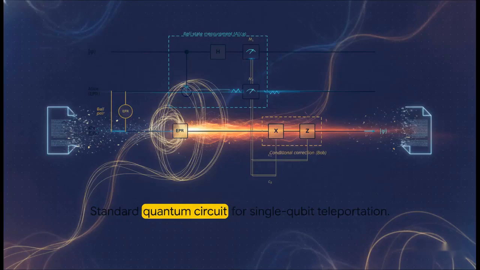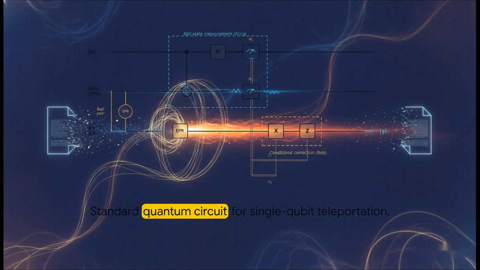Now, what's really interesting about this setup is seeing the math mapped out as a physical circuit. On one side, Alice has her unknown state, psi. Along with that, Alice and Bob share their entangled Bell pair. Alice performs what's called a Bell state measurement on her 2 qubits using a CNOT gate and a Hadamard gate, and then she measures them.